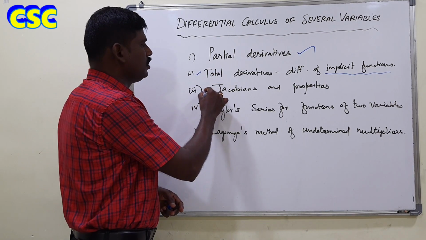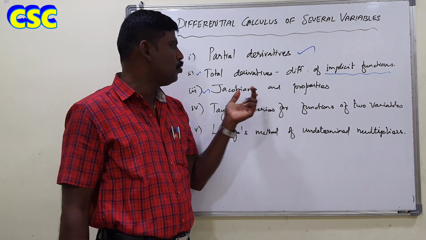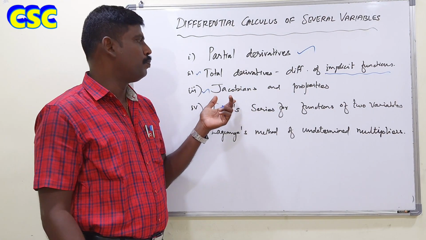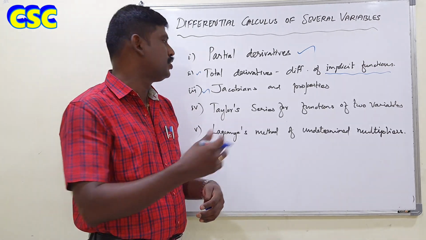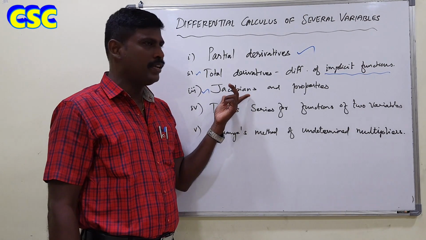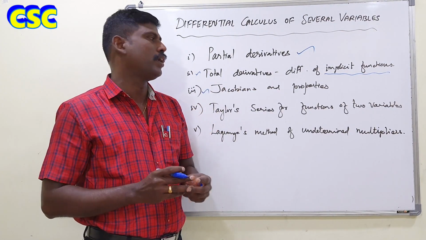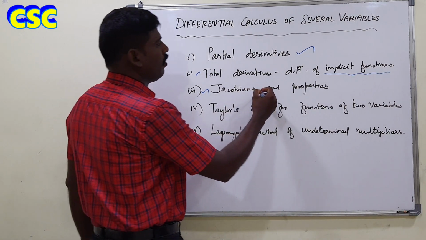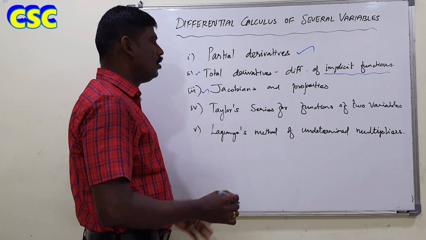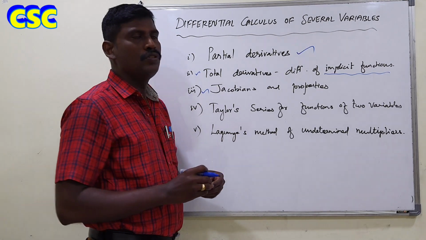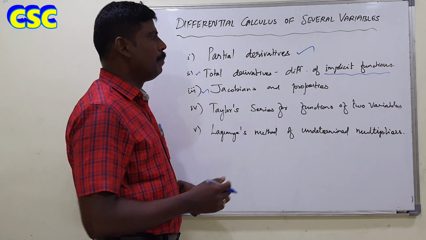Then next one is Jacobians and its properties. This is new to you. Jacobians play the most important role in multiple integrals that we will discuss in the next unit. So Jacobians is the most important one. We are going to discuss it third, and also its properties, and how the Jacobians are useful in finding multiple integrals.